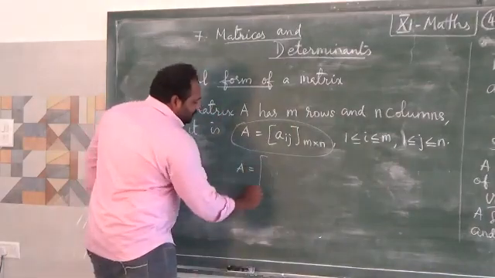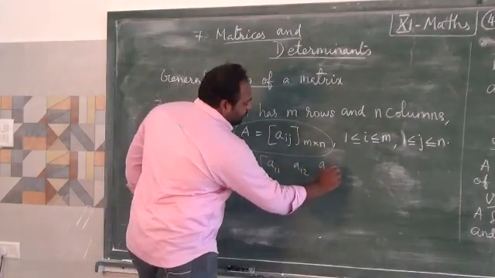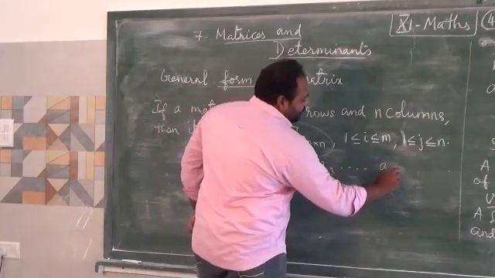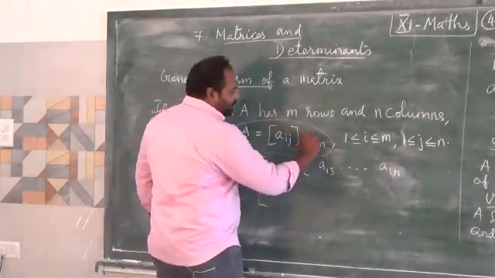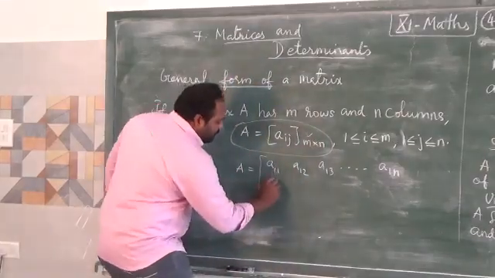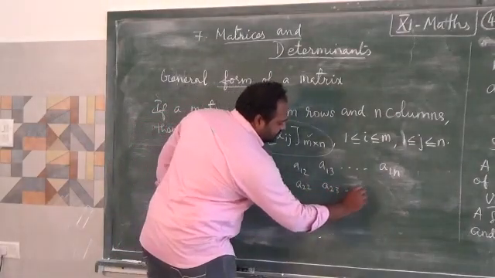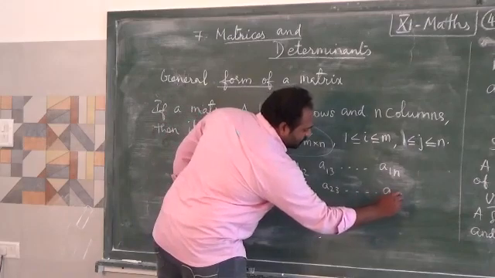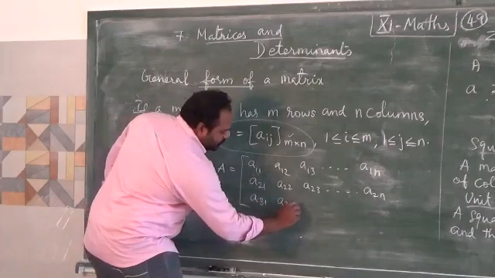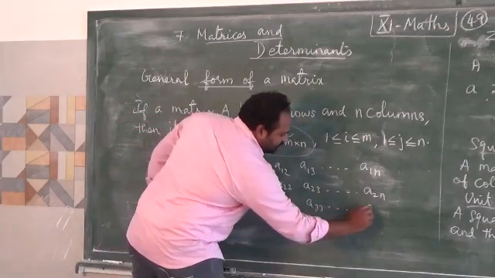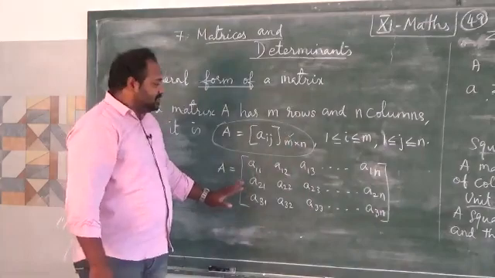For example, A is equal to, in square brackets, some elements A11, A12, A13, like this up to A1n. This is called a row. Then another row I am going to write: A21, A22, A23, etc. up to A2n. Next, A31, A32, A33, etc. up to A3n. So this is called a matrix.